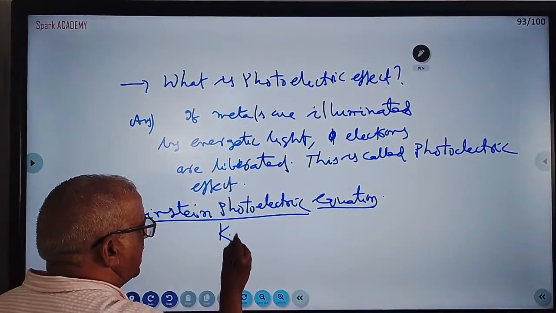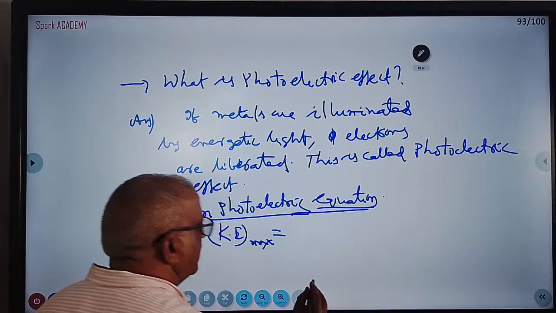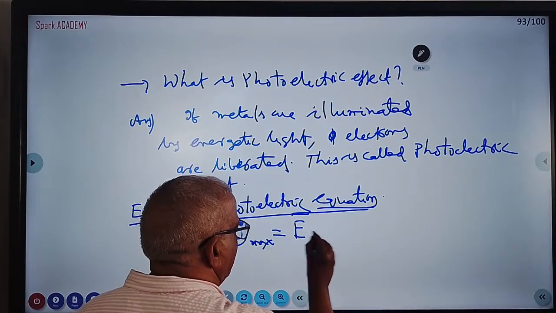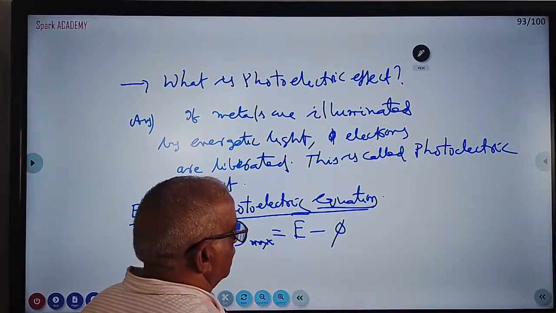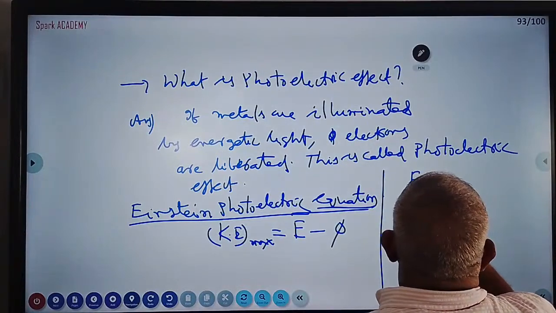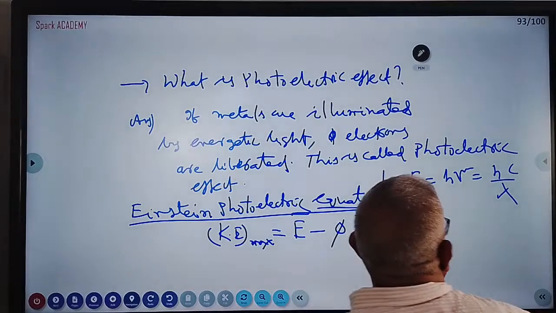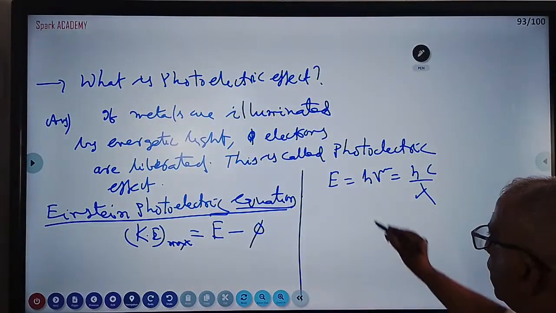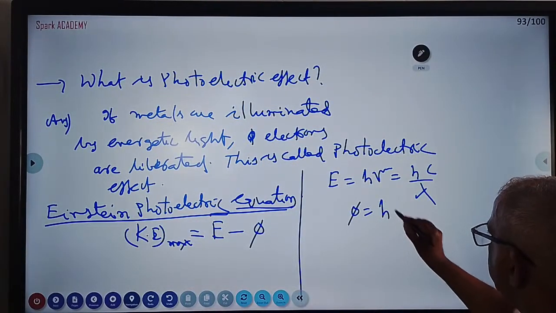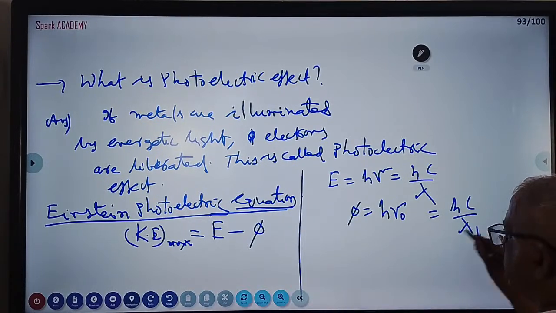Kinetic energy maximum is nothing but incident energy minus work function. Okay, students, what is incident energy? h nu, nu means frequency, or hc by lambda. What is work function? h nu naught, threshold frequency, or hc by lambda naught, threshold wavelength.